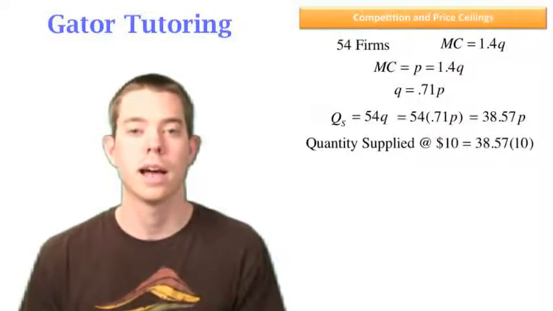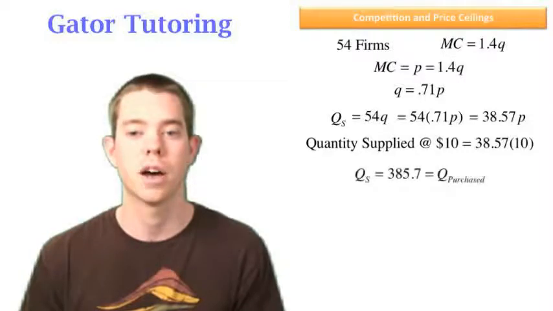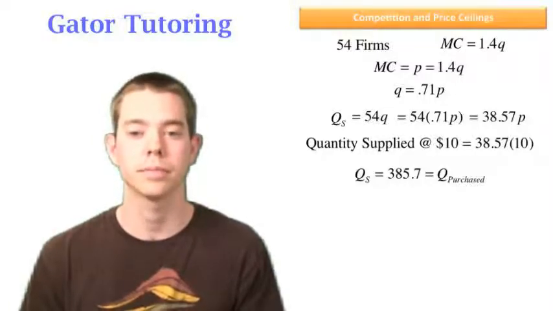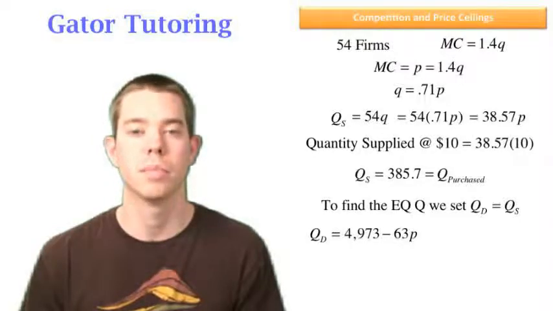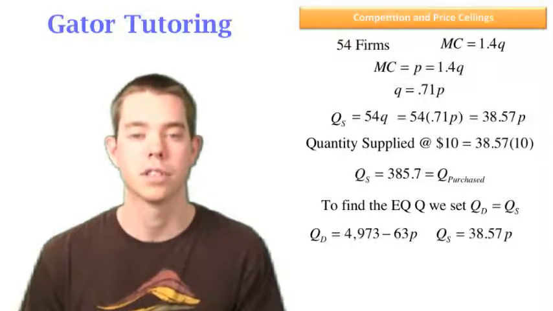So quantity supplied at $10 is what we're interested in. That's going to be our quantity with the price ceiling. We just plug in 10, and we see that our quantity supplied at $10 is 385.7. And again, that's our quantity purchased when we have a price ceiling. To find the equilibrium quantity, we're going to set quantity demanded equal to quantity supplied. Quantity demanded is 4,973 minus 63P. This was after the disaster. Quantity supplied is 38.57P after the disaster.